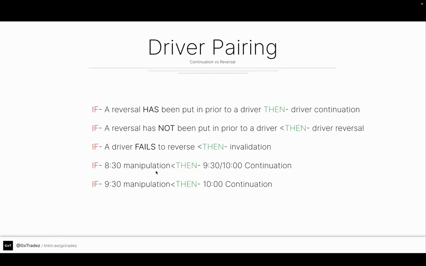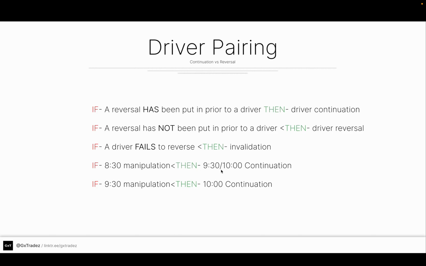So if 8:30 manipulates, right, then 9:30 should continue, right? So this is specific to indices. If you have a two-stage driver, where you have a red folder news event prior to 9:30, that's always a two-stage driver. So if 9:30 manipulates, then 9:30 should continue, right?